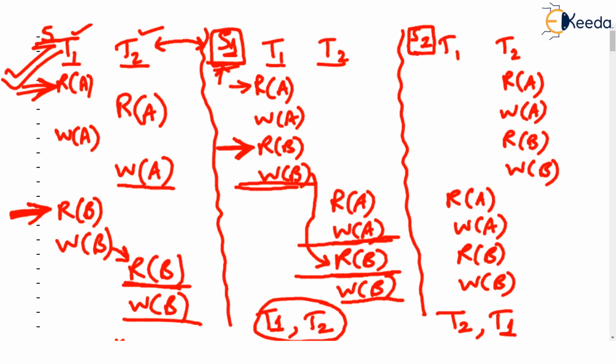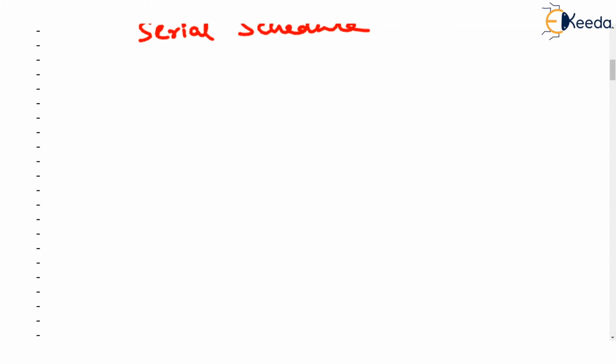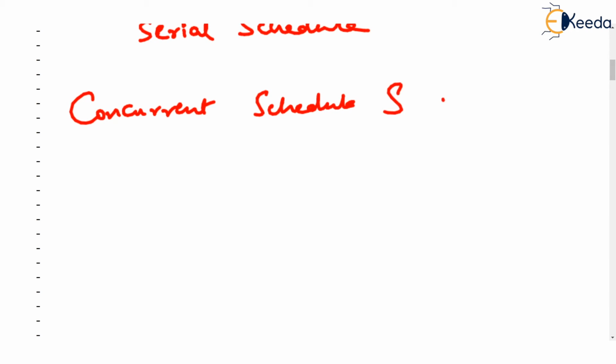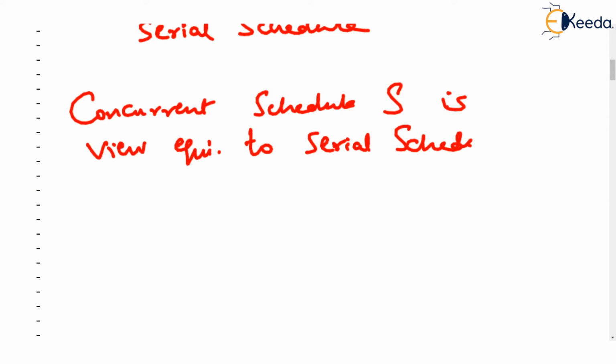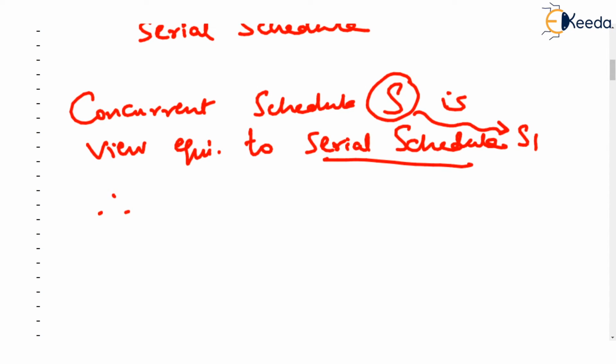I will write it again. See, these basic definitions are so important. We say concurrent schedule, in our example, concurrent schedule S is view equivalent because all three conditions were satisfied. It is view equivalent to serial schedule S1. Now, because this concurrent schedule S is view equivalent to one of the serial schedules S1, we say therefore S is view serializable.